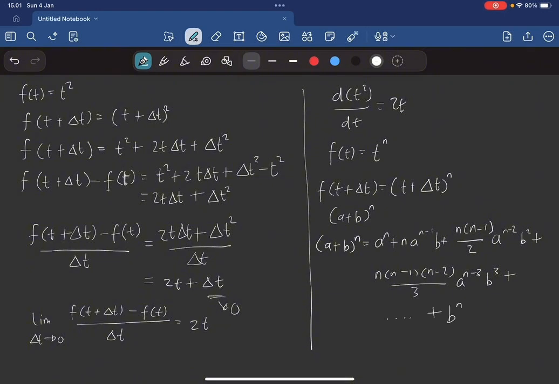How long does the expression go on? If n is an integer, it eventually terminates after n plus 1 terms. But the binomial theorem is more general than that. In fact, n can be any real or complex number. If n is not an integer, however, the expression never terminates. It is an infinite series. Happily, for our purpose, only the first two terms are important.